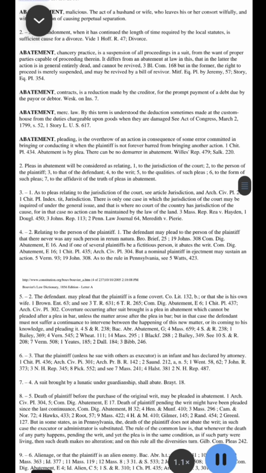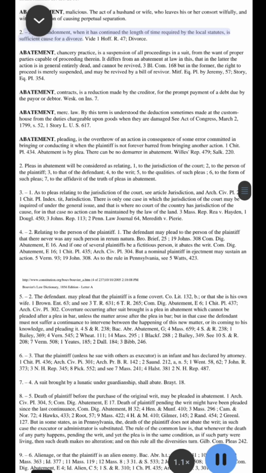Letter A. Noxious animal, for then he must pay for all the harm he has done, without being allowed to make the abandonment. I.B. Art. 2301. Abandonment, malicious. The act of a husband or wife, who leaves his or her consort willfully, and with an intention of causing perpetual separation.